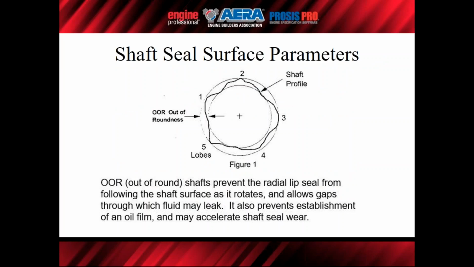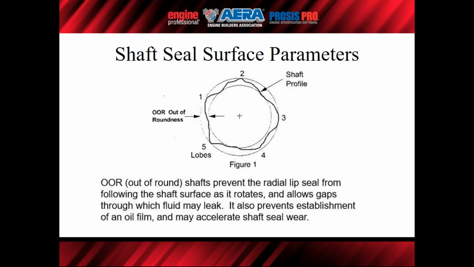Shaft seal surface parameter: out of round. Now, this condition is one that you would typically see on a crank flange surface. It could help you get to root cause if you have a particular shaft where your surface finishes are all good and your installation practice is good, but you still have leaks with this particular engine type.